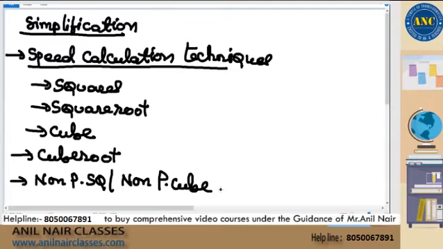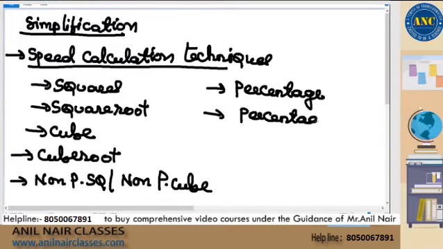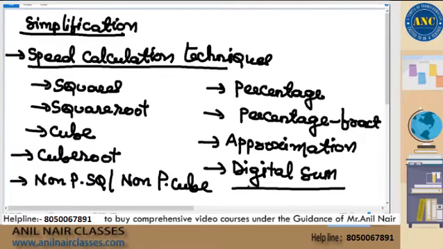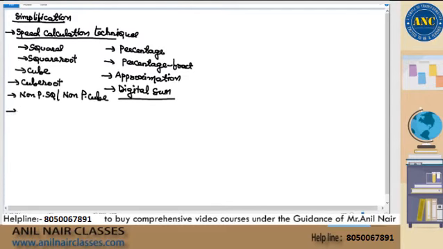Squares, square root, cube root, non-perfect square, non-perfect cube, percentages to fractions. Next is approximation. Next is the most beautiful concept. By the end of the class, you will understand when to use a digital sum and when not to use a digital sum. You will get clarity on all these concepts.